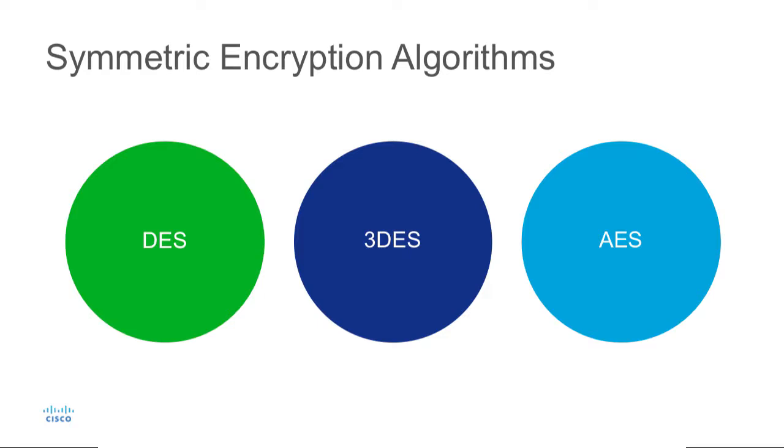Now, in reality, it is a 64-bit key where 8 bits are there for parity, and that's why we say that it is a 56-bit encryption method. So that's a fixed length, and we use those 56 bits to encrypt 64-bit blocks of data.